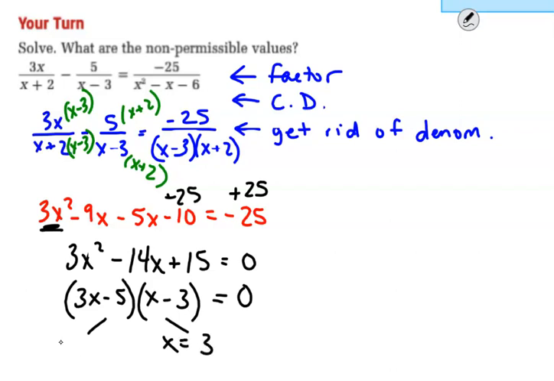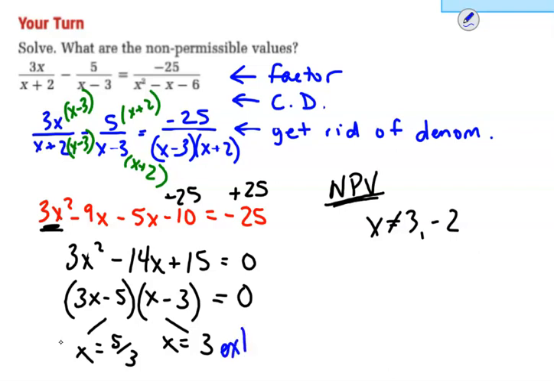One of them is x equals 3. The other is x equals 5/3. Again, make sure you do your non-permissible values, which in this case, x cannot equal 3 or negative 2. So again, I have an extraneous answer here with the x equals 3. So the only answer I need to check is the x equals 5/3.